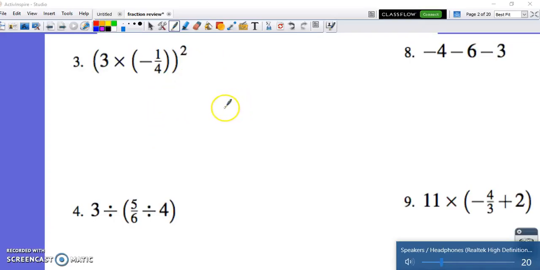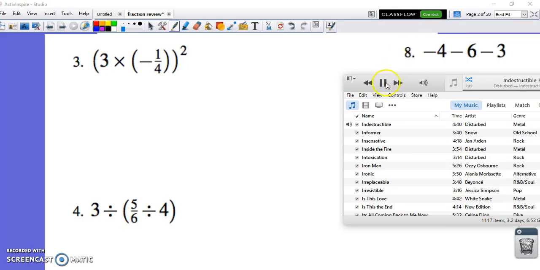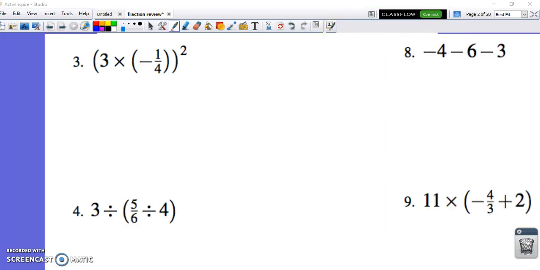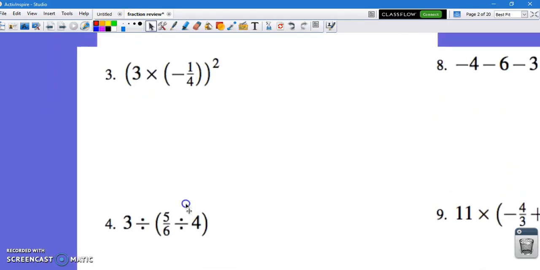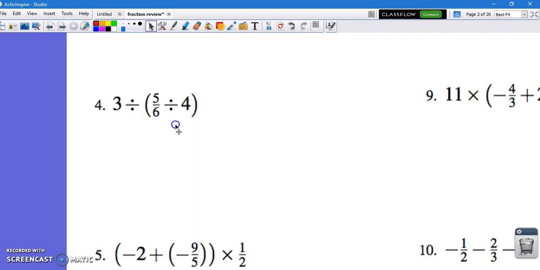Okay, so this is the second part for April 18th homework with the fraction review, and I left off with number 4, so I will begin there. Starting with number 4, because we had just done number 3. Okay, so number 4, here we go.